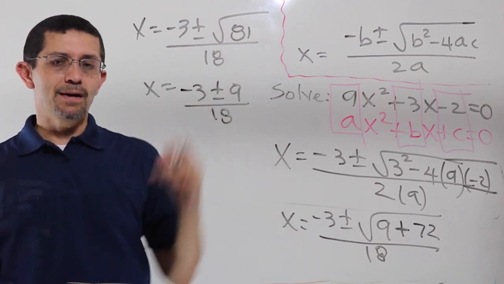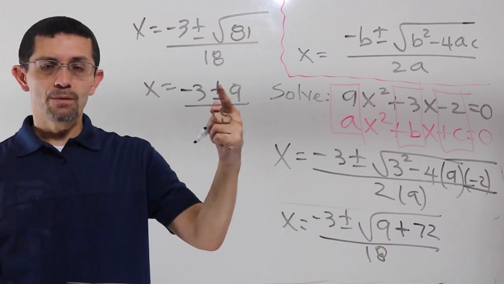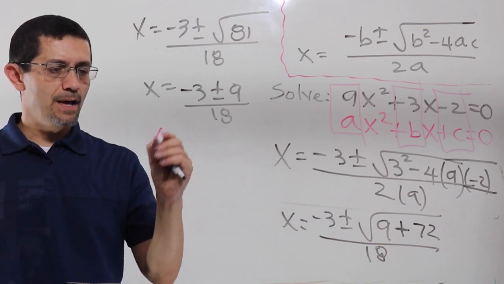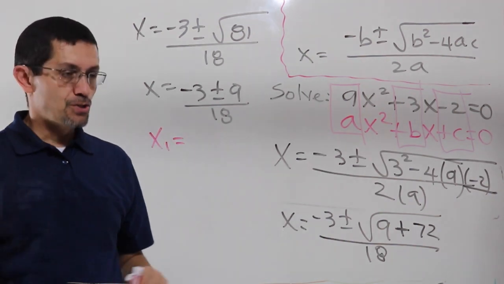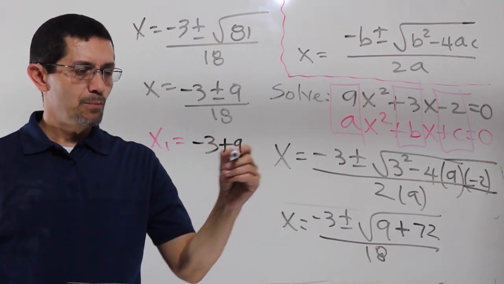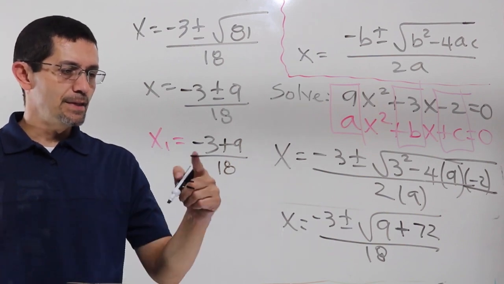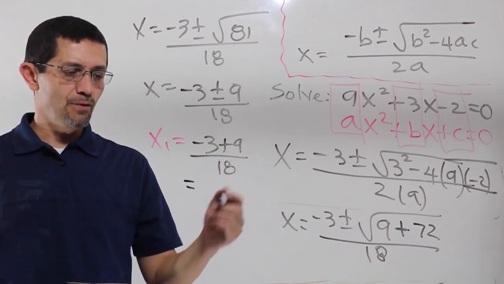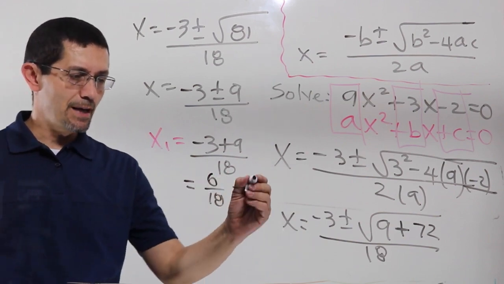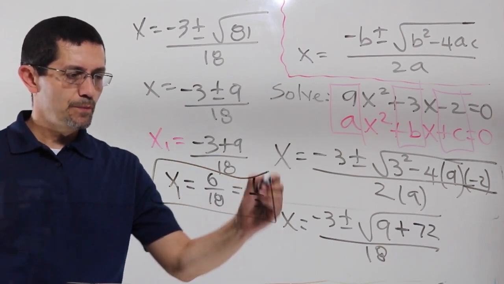Once I'm done simplifying the radical, it's time to take the two answers. One with the positive sign and one with the negative sign. So let's do the first one, with the positive sign. Let's call it x1. So x1 is going to be equal to negative 3 plus 9 over 18, which is 6 over 18. If I reduce that by dividing by 6, I have 1/3. So x1 is equal to 1/3.